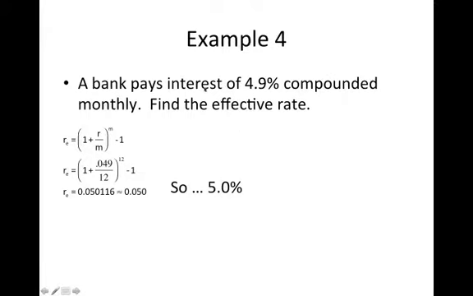So, a bank pays interest of 4.9% compounded monthly, so M is 12. So we want to find the effective rate. So we're going to plug in the appropriate values. So 1 plus 4.9% in decimal form is 0.049 over 12, to the 12th power, minus 1. And so we get 0.050116, so about 0.050. So about 5%. So the effective rate is a little higher. Instead of 4.9%, the effective rate over the year is 5%.